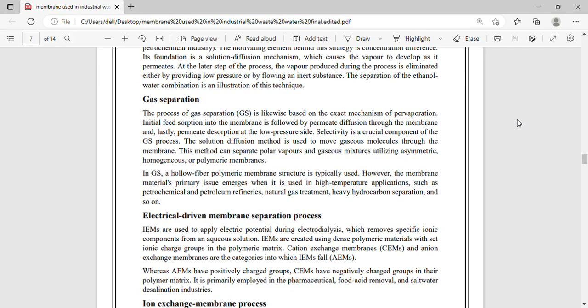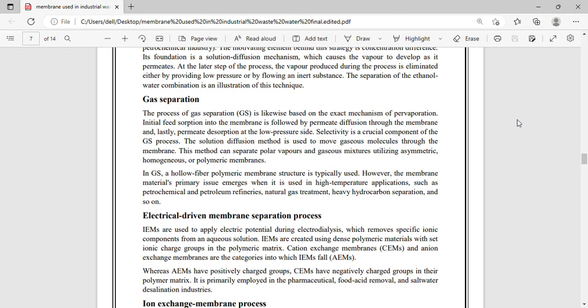Next one is gas separation. The process of gas separation is likewise based on the same mechanism of evaporation. Initial feed absorption into the membrane is followed by permeate diffusion through the membrane and lastly permeate desorption at the low pressure side. Selectivity is a crucial component of the GS process. The solution diffusion method is used to move gaseous molecules through the membrane.